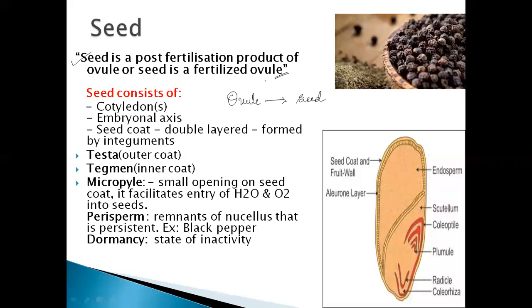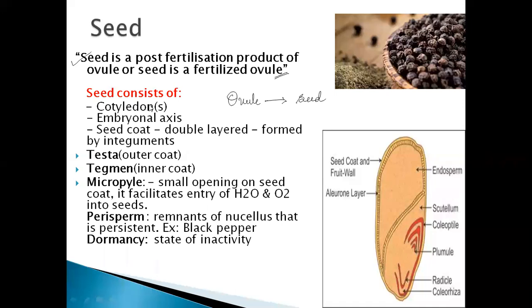So first you need to remember the definition. Seed is a fertilization product of ovule, or seed is a fertilized ovule. Is the definition clear? So, seed is a post-fertilization product, or seed is a fertilized ovule.